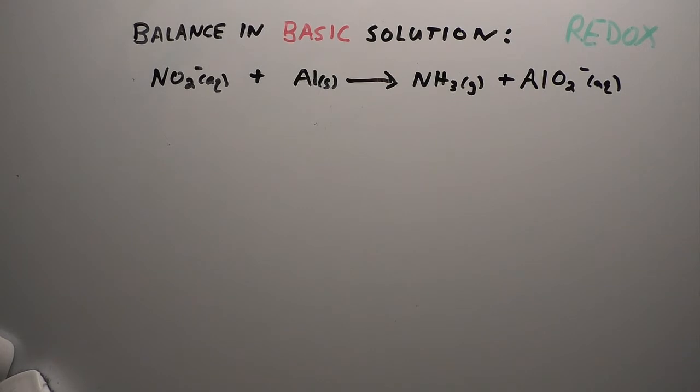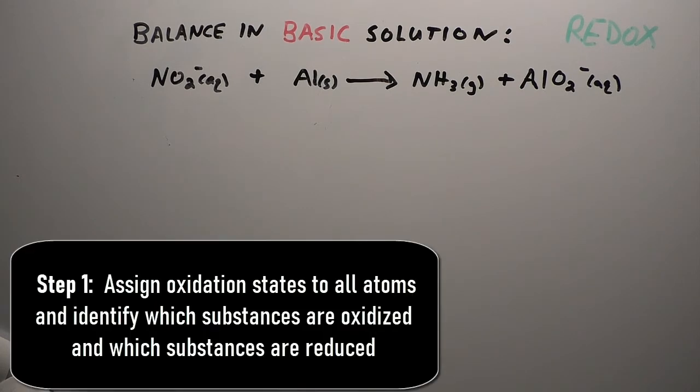So the first step is to assign oxidation states to every atom, every element in this equation. If you want a more comprehensive lesson on that, there are links to my Redox Part 1 and Redox Part 2 videos. You can find those in the description as well. But for the purpose of this video, we're going to assume we already know how to do that, and we're going to go through it briefly.